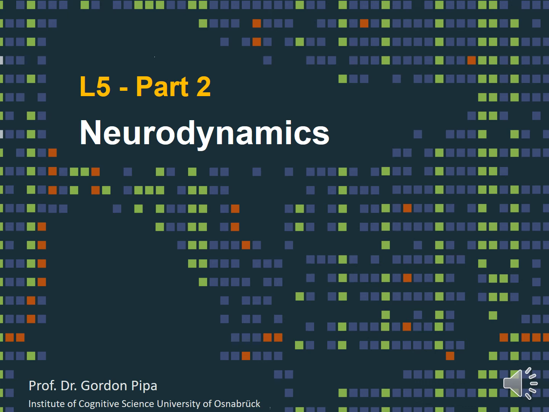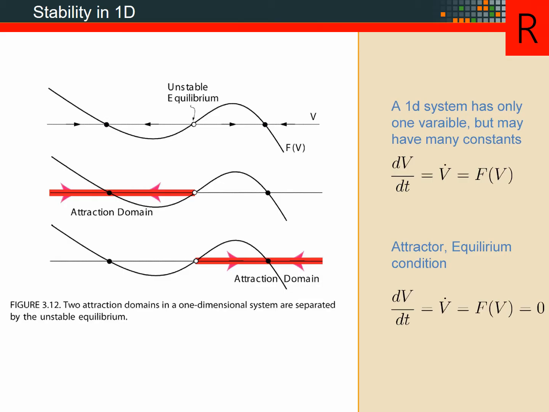This is part 2 of lecture 5 of the neurodynamics series. Today we will talk about stability in 2D systems. Actually, not only 2D, but also higher dimensional systems, but we will restrict to examples in 2D.